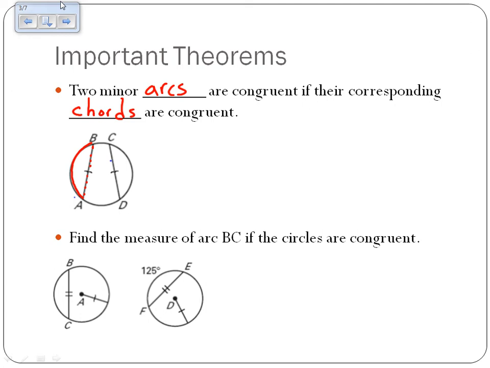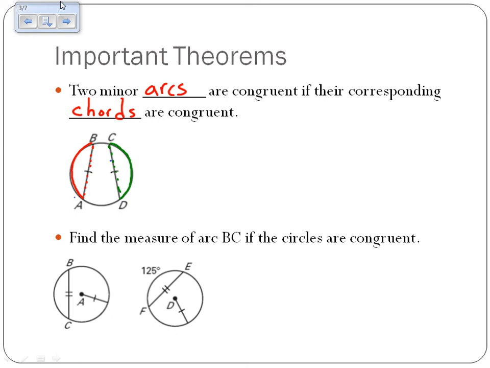Does this make sense? They share the same endpoints. One is an arc, but the other is a chord. And the corresponding chord for arc CD would be CD. Okay? So if we're talking about corresponding, the arc has endpoints BA, the chord has endpoints BA. That's how they match up.